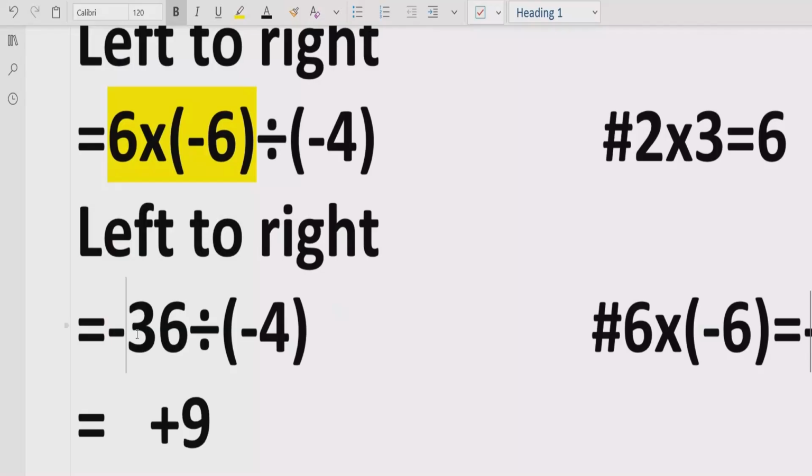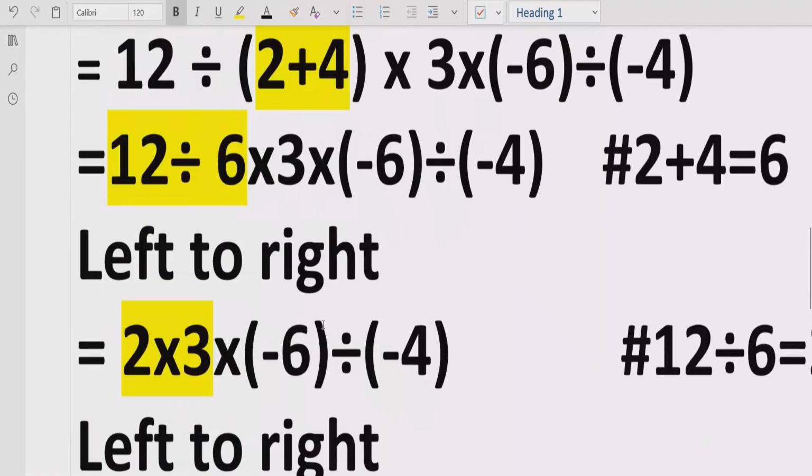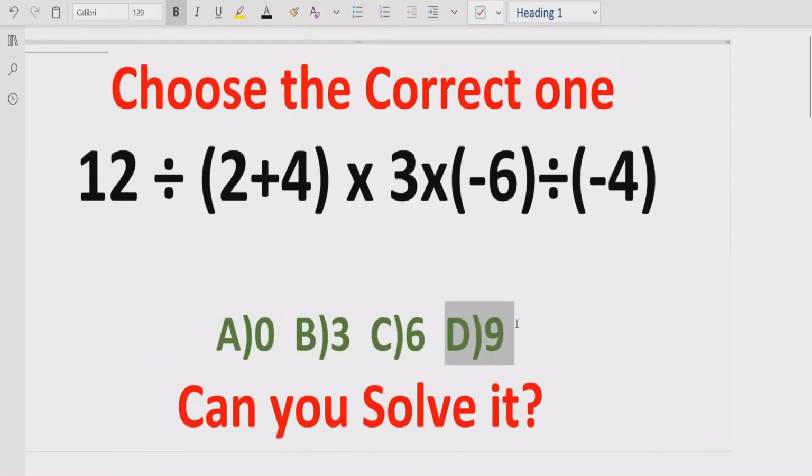If we had one minus sign in the numerator or in the denominator, we would get the answer minus 9. But because we have the minus sign in both numerator and denominator, that's why we will write 9. So if you see the answer list, answer D is the correct answer of this expression.